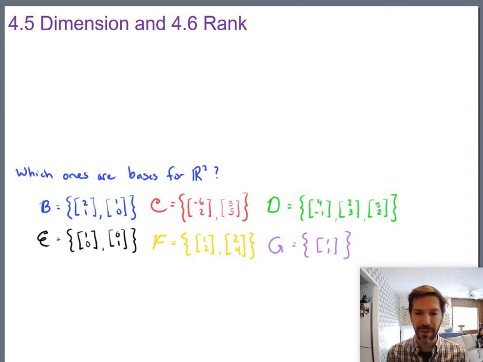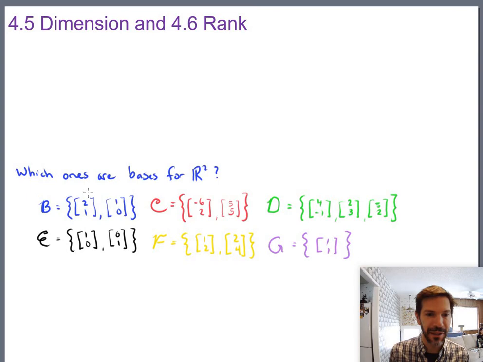My question for you here is, I've got 1, 2, 3, 4, 5, 6 examples of possible bases for R2. I'd like you to pause the video for a second and decide which of these are bases and which are not. So pause and then come back. Okay, keep in mind a basis has to span R2, so you have to be able to get everywhere in R2, and it also has to not have any extra vectors that aren't needed for the spanning.